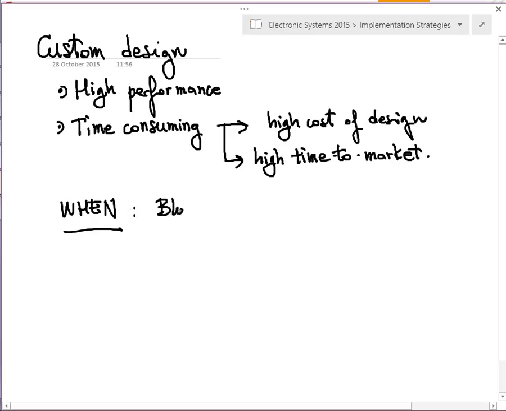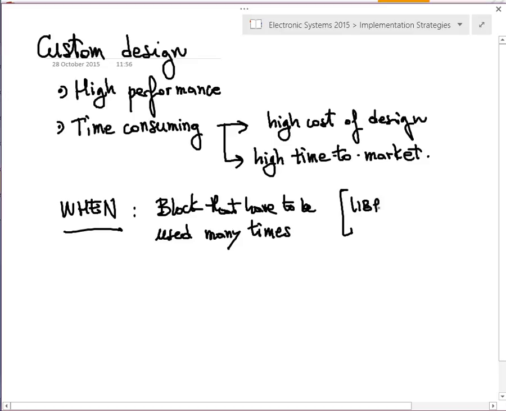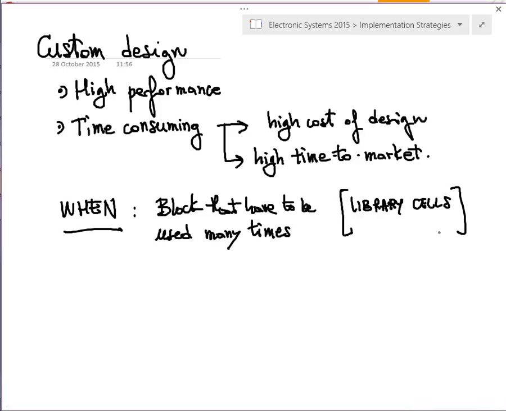So for blocks that have to be used many times. And this means, in practice, the library cells. The cells that will be used for the semi-custom designs. So you have basic logic gates that you can use again and again. They belong to a library. It's similar to a library of primitives in the software world. And then they can be designed transistor by transistor.